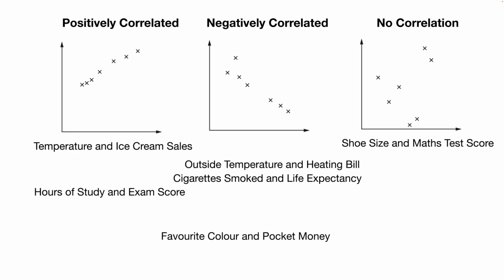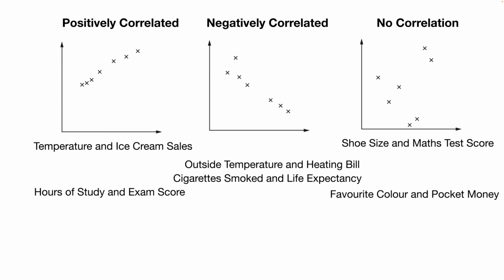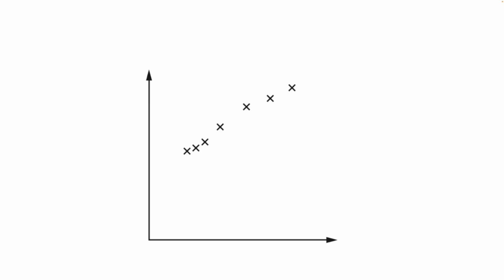Not a very good example really, because favourite colour isn't scalar. That's a very bad example. I shall remove it at a later date. Rubbish. Okay, here's a graph.